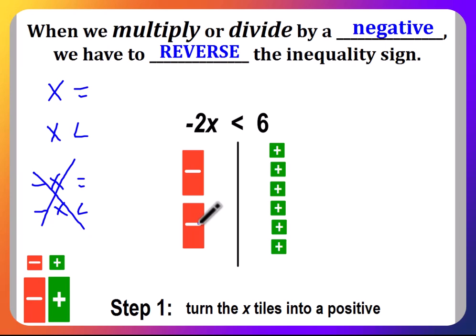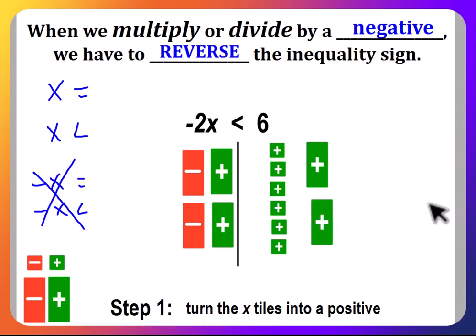So we have to somehow get rid of those 2 negative x tiles, and to do that, we do the opposite. You can't just change the symbol and make it a positive sign. You have to make the zero pairs. You have to undo. So the way to undo these 2 negative x tiles is to add 2 positive x tiles. And remember, what you do to one side, you have to do to the other side. So on the right side, we will also add 2 positive x tiles. So our x tiles on the left zero out. Now on the right side, we have what? 2 positive x tiles, which is what we want.